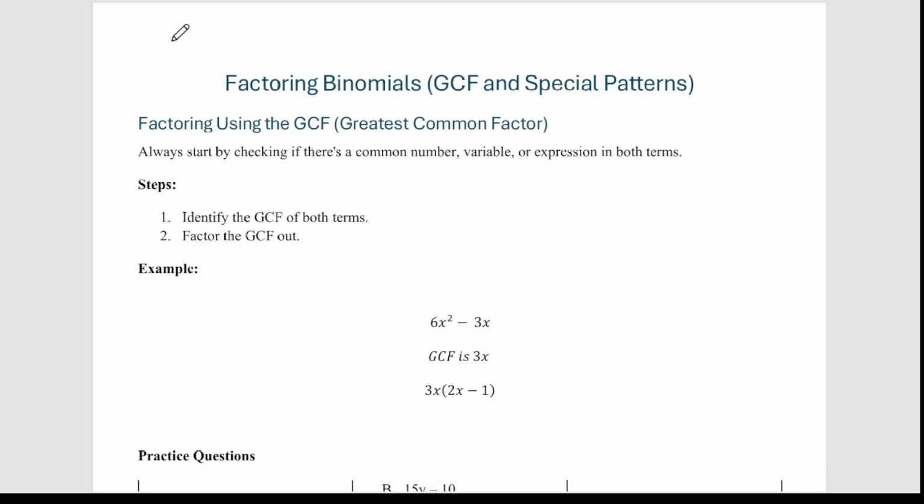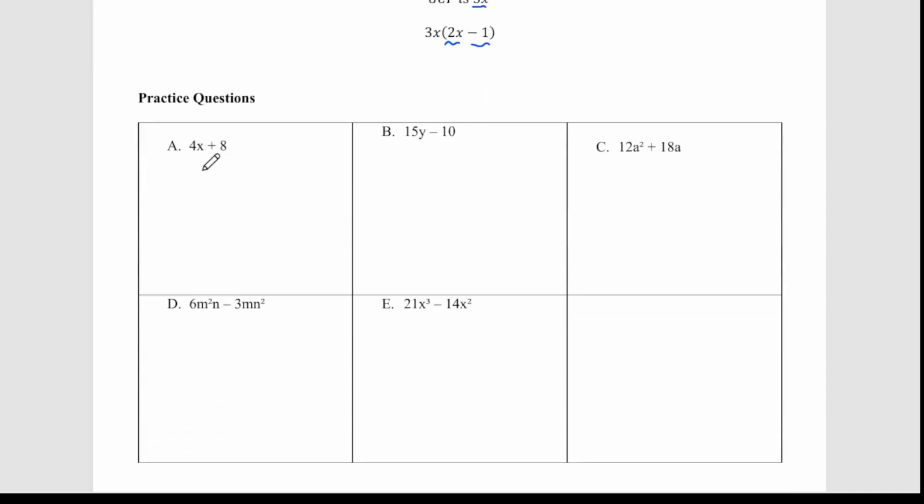So if you're going to factor a binomial by factoring out the greatest common factor, what you need to do is identify the greatest common factor of each term and then factor out that greatest common factor. You'll know you did it correctly because what's left will not be further factorable. So for example, in 6x squared minus 3x, the greatest common factor is 3x. So if I do 6x squared divided by 3x, I'm left with 2x. 3x divided by 3x, I'm left with negative 1. And the only thing 2x and negative 1 have in common is 1. So since their remaining greatest common factor is 1, I know I did it correctly.